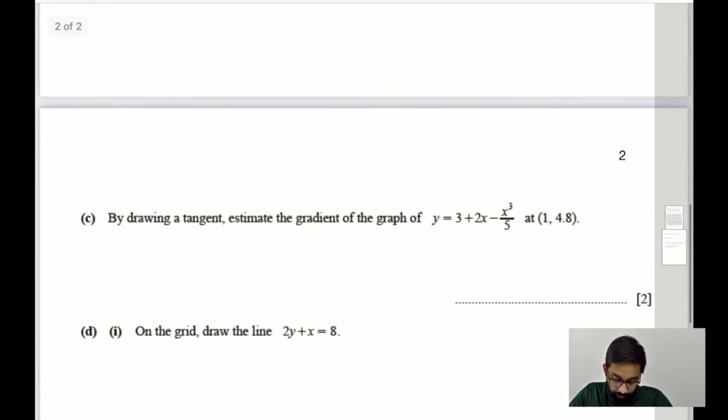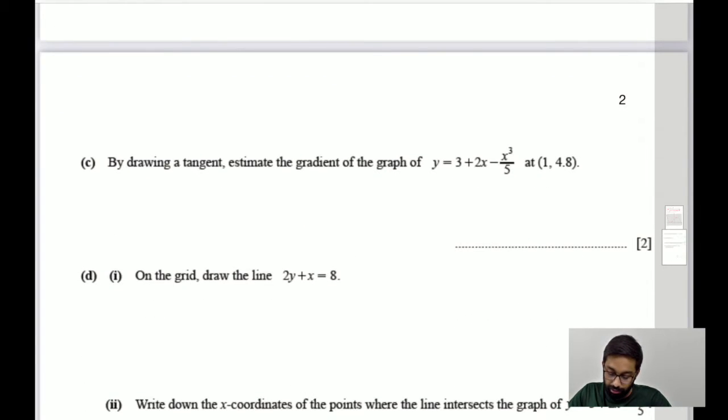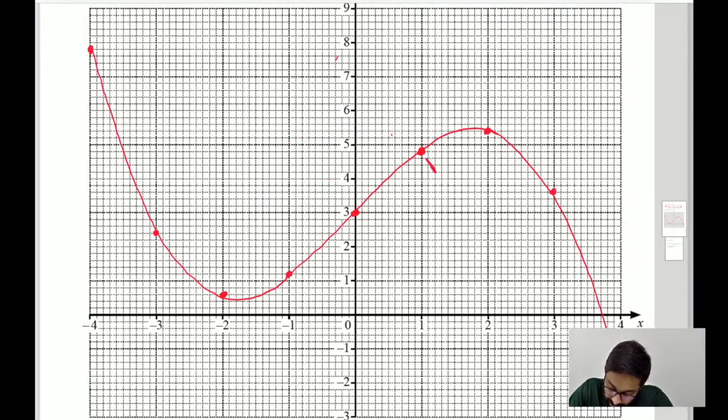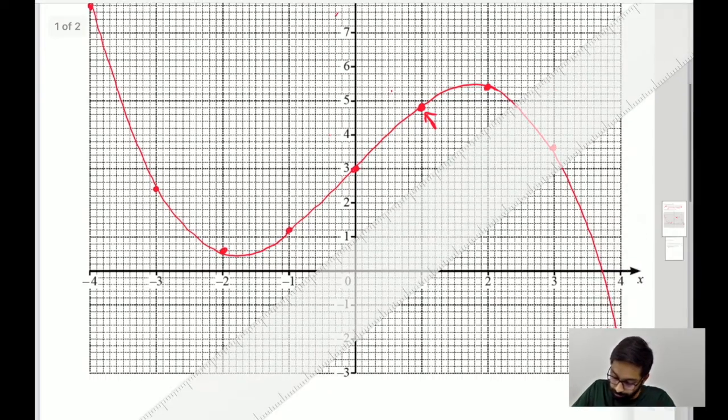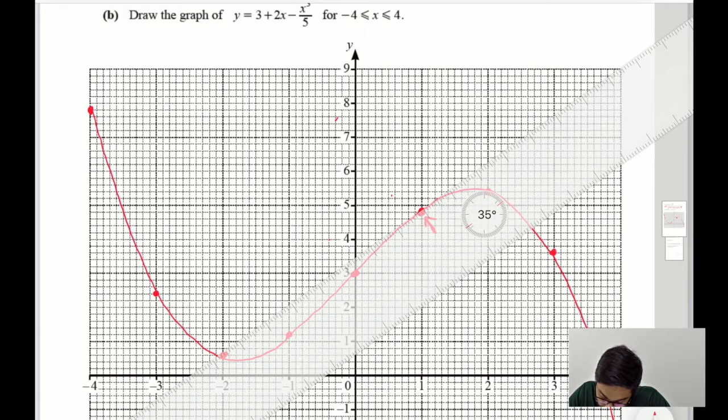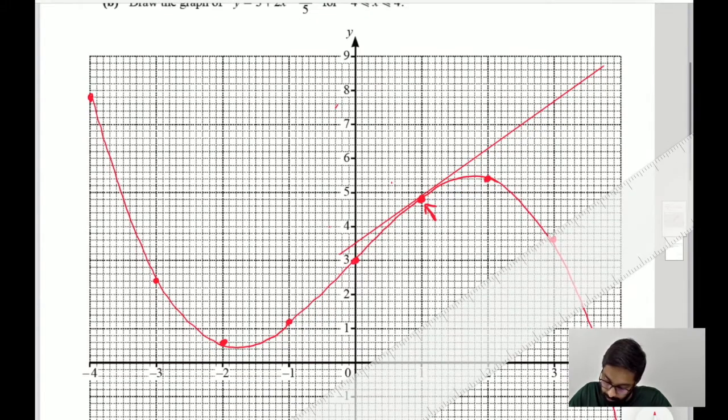Let's move on. By drawing a tangent, estimate the gradient of the graph of y equal to 3 plus 2x minus x cubed over 5 at 1 and 4.8. 1 and 4.8 is this point right here. So let's draw a tangent at this point. I'll try to draw a nice enough tangent. Okay, so the line looks something like this.